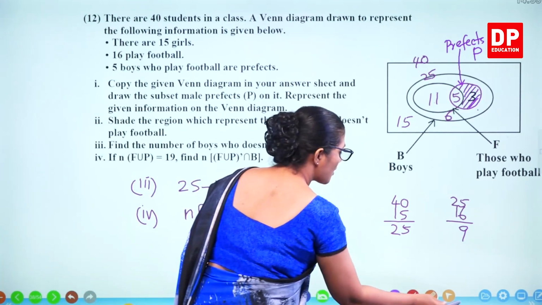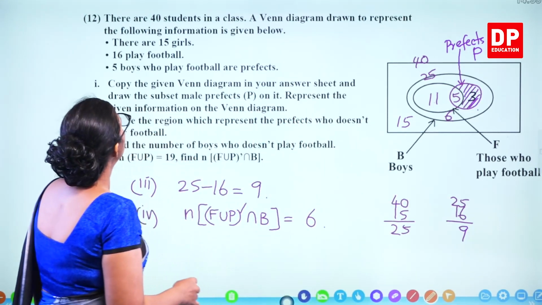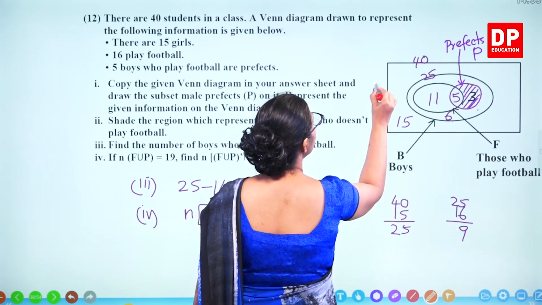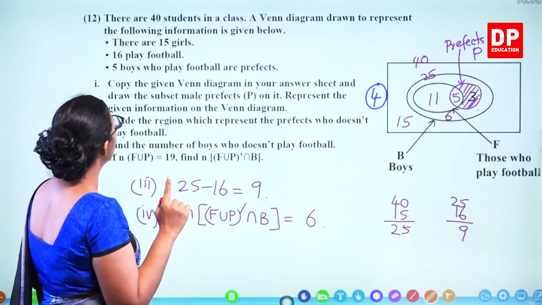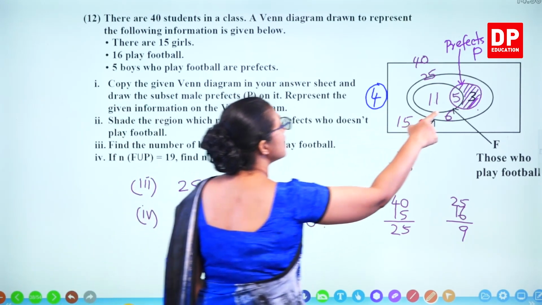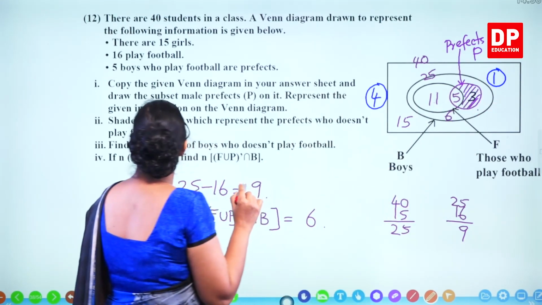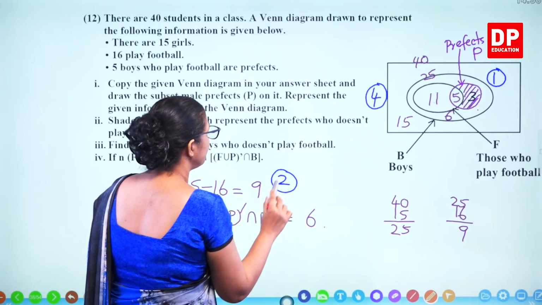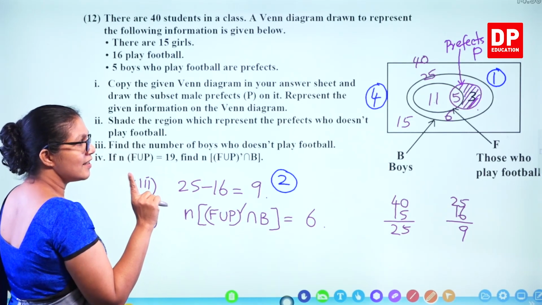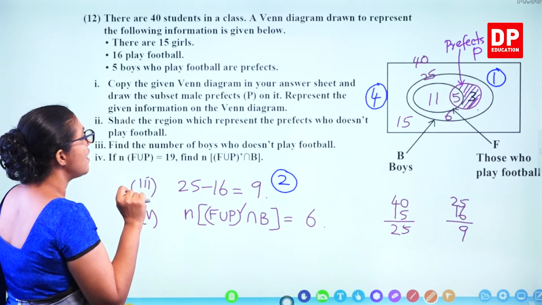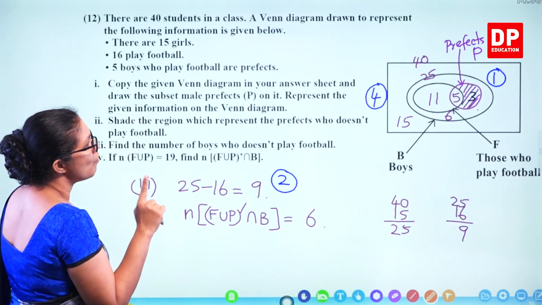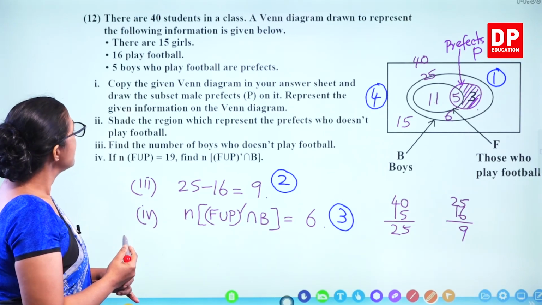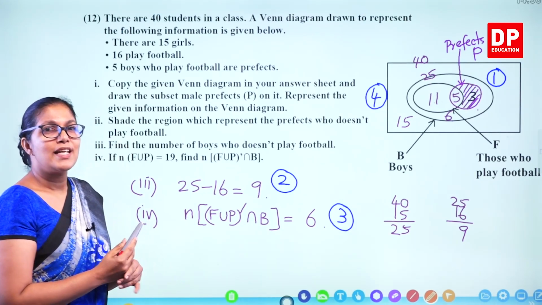So you can give marks for that. That's not a hard question. Marking information here, you get 4 marks. And then shade the region, that's 1 mark. Find the number of boys who don't play football, 2 marks. And the last part is not easy. You have to identify which region. For that, that's 3 marks. 4, 5, 6, 7, and this part is 3 marks. Altogether, you get 10 marks. So this is the last question in paper 2.